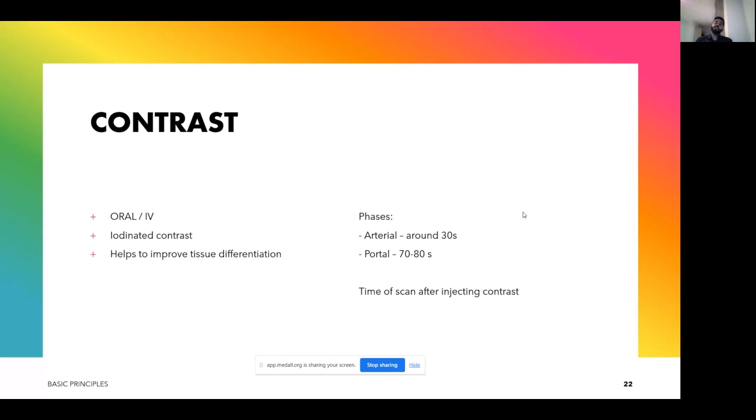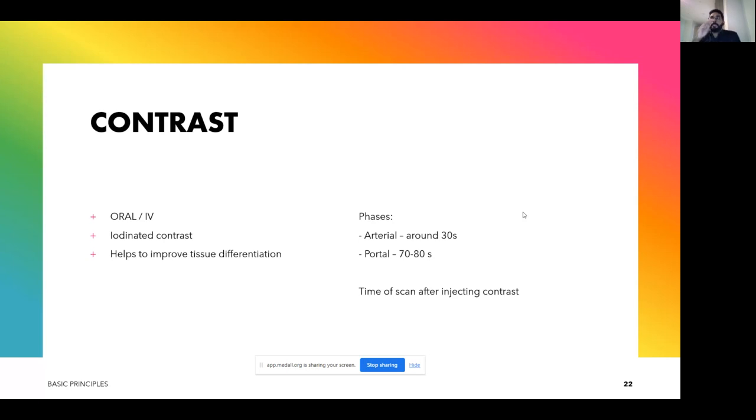In comes contrast, which is another game changer in the equation. So contrast in CT is usually an iodinated solution, and the most common route of entry is either orally or intravenous injection. This helps to further improve the differentiations that we previously achieved with windowing. The most important terms that I want you to keep in mind with regards to contrast are the phases, the arterial phase and portal venous phase.